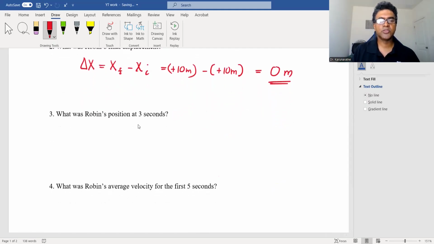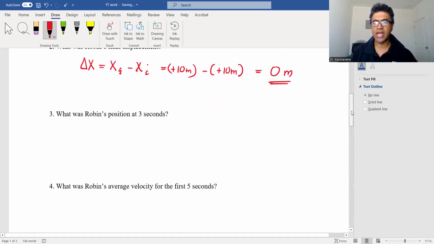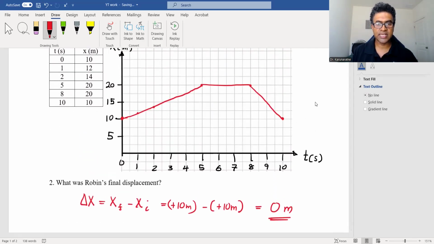Then, what was Robin's position at 3 seconds? Let's go back to the graph. At 3 seconds, what's Robin's position? It's somewhere here. We can see it's definitely between 15 and 17.2. But how exactly can we figure that out? That's where we are going to use the slope of this straight line.